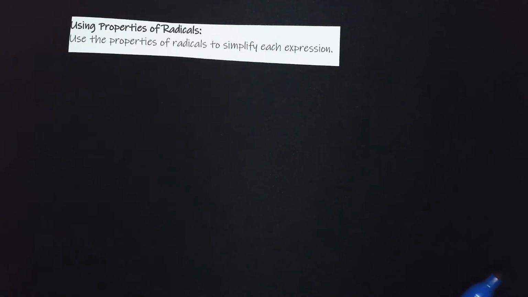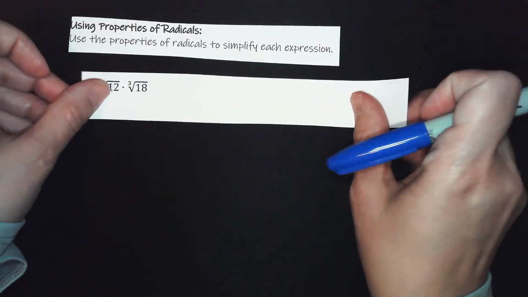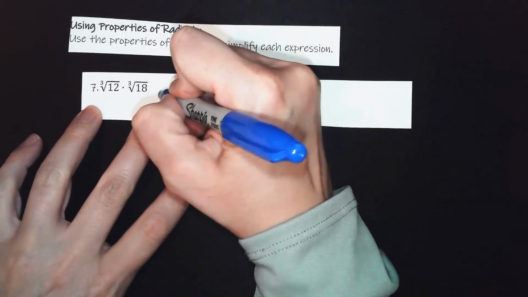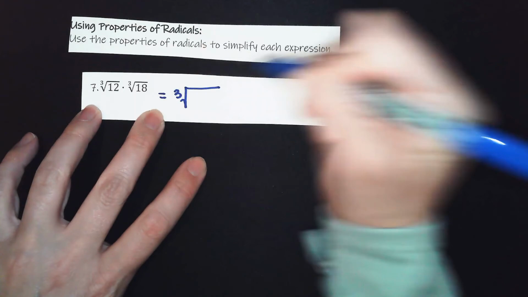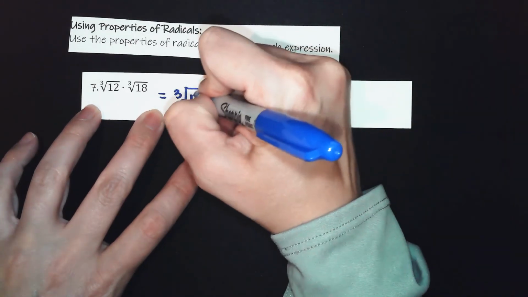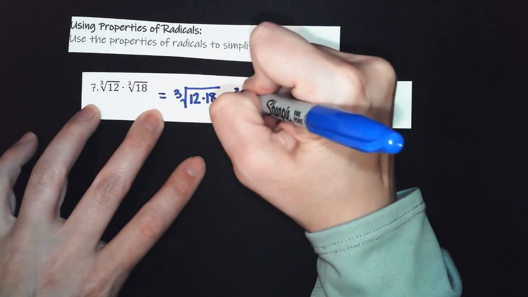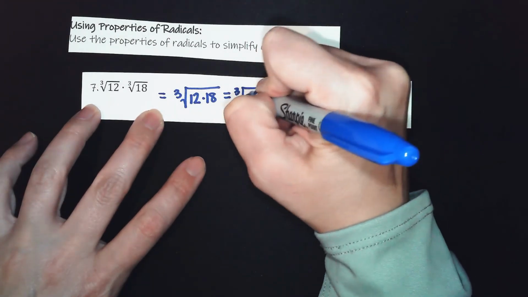All right, so now let's actually get to the problems. We are going to be using the properties of radicals to solve. So number 7. In this one, my radicals are the same, so I'm going to write it as one radical. Third root, and I'm going to have 12 times 18. So that gives me the third root of 216.